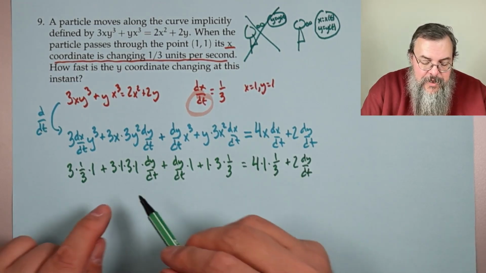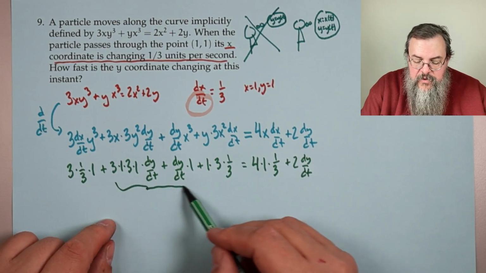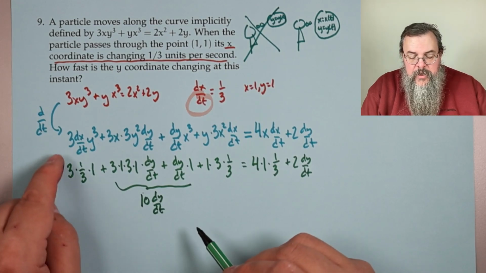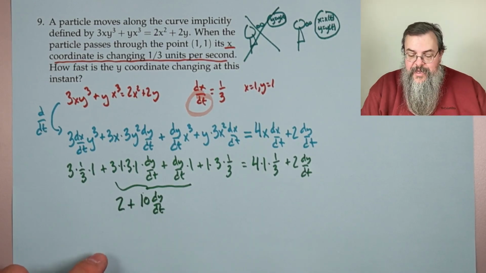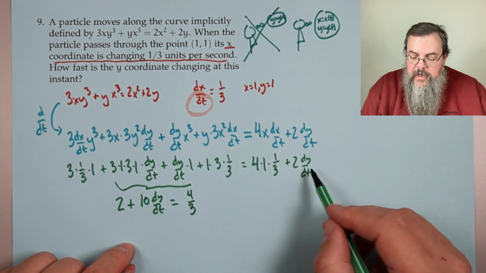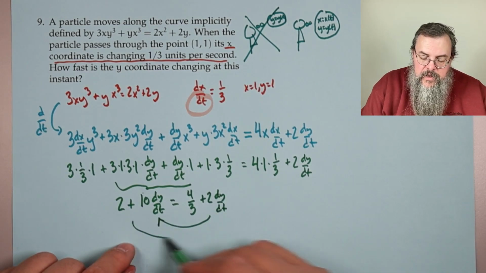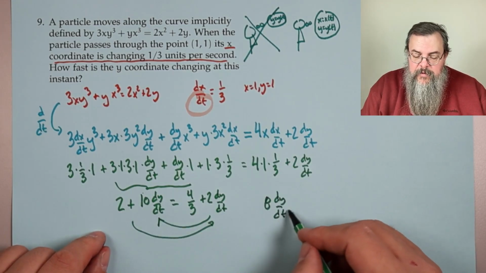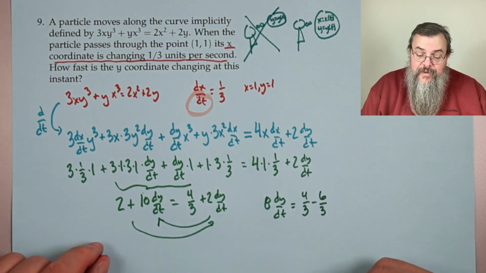Now, the only thing we don't know is dy dt. So we're just going to clean up here. Here we have 3 times 3, which is 9, plus 1. So if we just put those together, that would give us 10 dy dt. Here, the 3 and the third cancel. The 3 and the third cancel here. So we get 2 plus 10 dy dt equals, here we get 4/3. And then we have plus 2. Well, okay, so we're going to move things around. 10 minus 2 gives us 8 dy dt equals 4/3 minus 2, which is 4/3 minus 6/3.